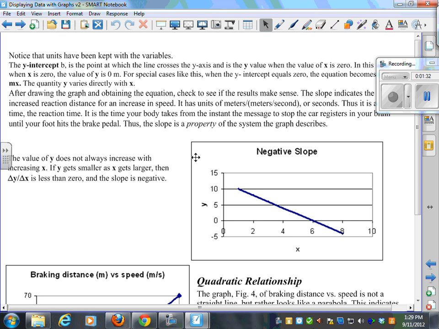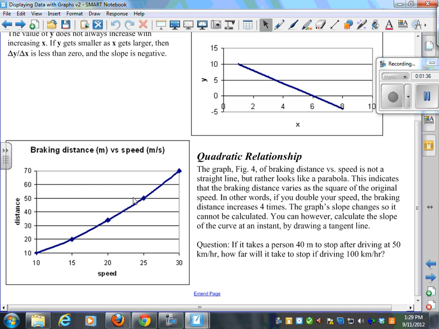We talked briefly about negative slope, down to the right. We talked about quadratic relationships. We went through a big thing there where I showed you that if you double your speed, what happens to the distance? 4 times, triple the speed. 9 times, remember that? Okay.